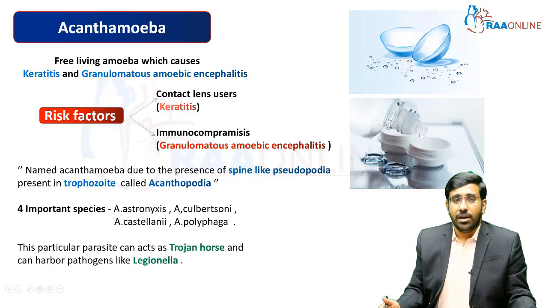Let us go into brief detail about the various clinical features and lab diagnosis. Another important point pertaining to this infection is that this parasite can act as a Trojan horse, and it harbors certain infections like Legionella. When this organism comes inside, it not only produces granulomatous amoebic encephalitis and keratitis, but also can cause legionellosis, because it takes organisms like Legionella along with it when it comes inside our body. So it acts as a Trojan horse.